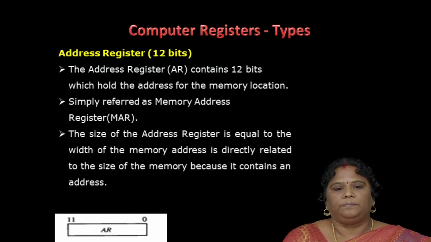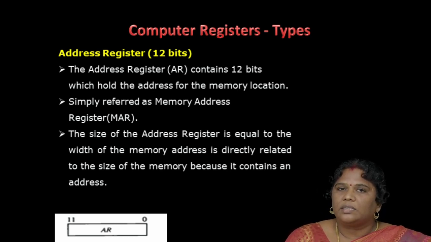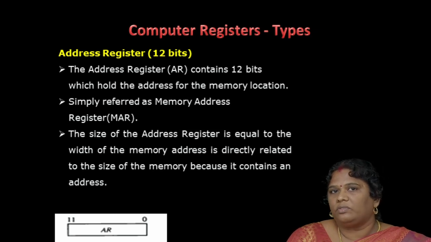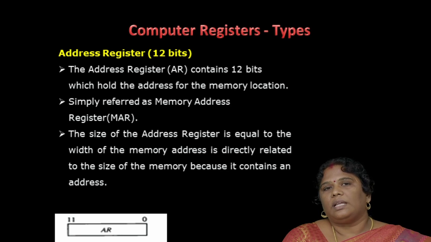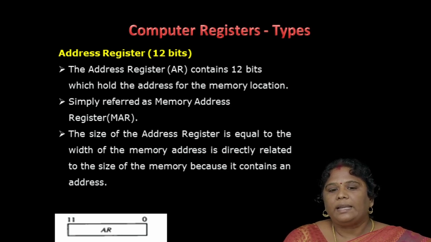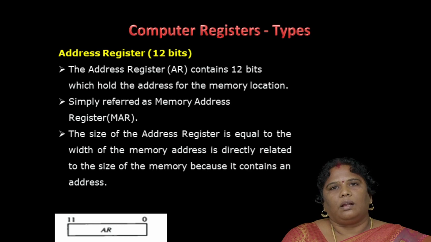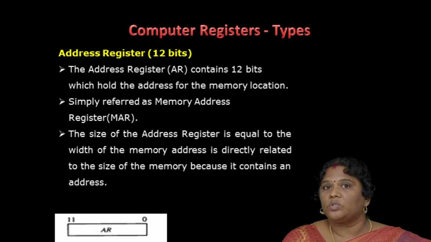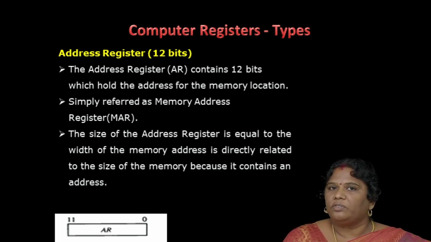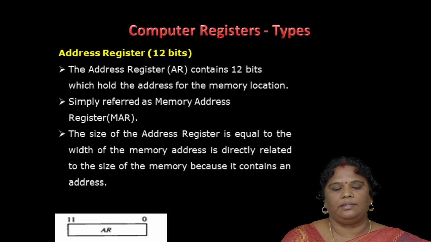Next, the address register. The address register holds only a 12-bit address. In our instruction, 12 bits are allotted for the instruction address, so that 12-bit address is stored in the address register. It is also referred to as the memory address register, MAR. The size of the address register is equal to the width of the memory address. At this address we can store data values, and the data value fetched from this address is then stored in the data register.